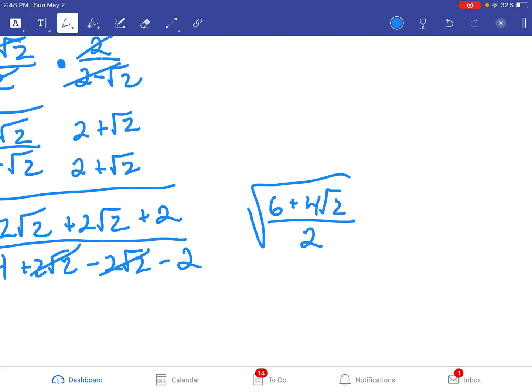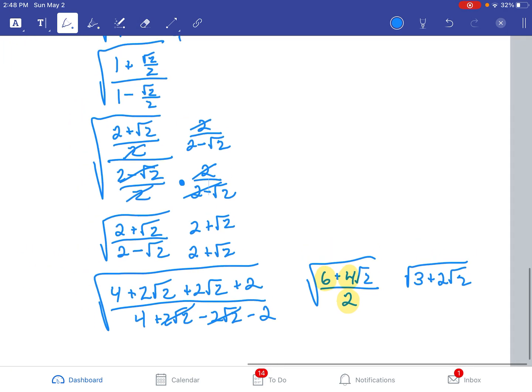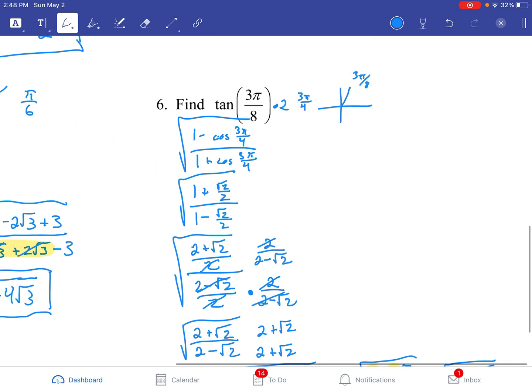But wait, there's more, because you can see here that we have a 6, a 4, and a 2. The square root sign is irrelevant, whatever's in there. We're not using that. We're using the values in front of the square root sign, in the numerator and then the denominator. Notice they are all even numbers and divisible by 2. If we divide them all by 2, we get 3 plus 2 root 2 over 1, which now gets rid of our denominator. We go back to our sketch of our graph.